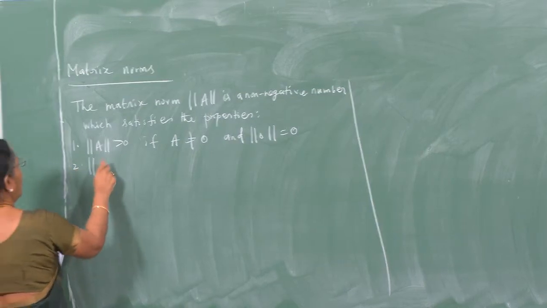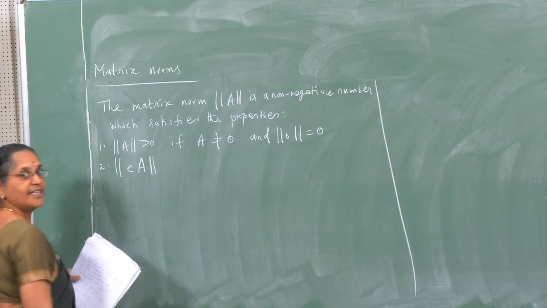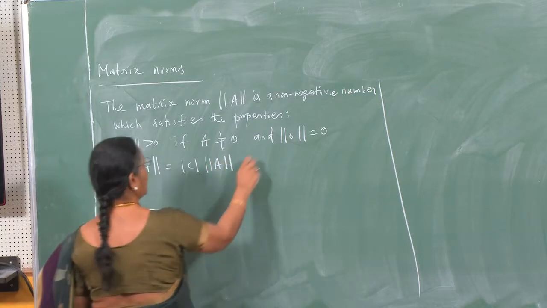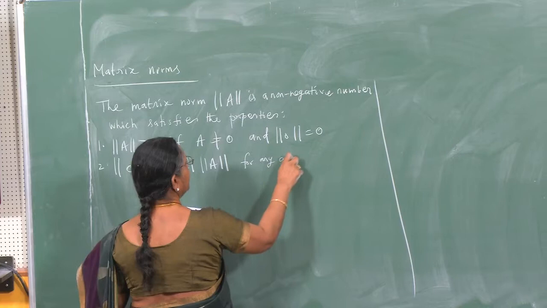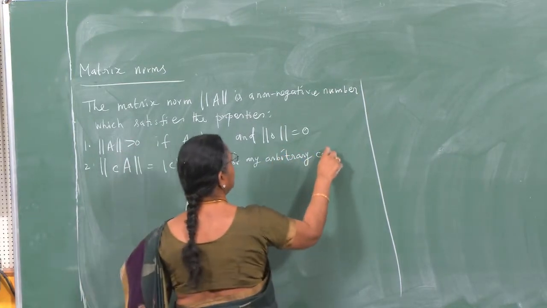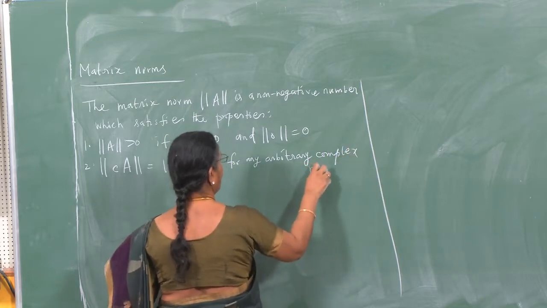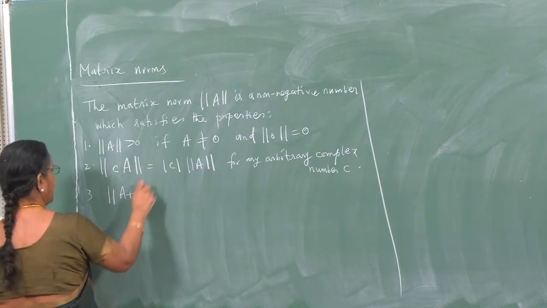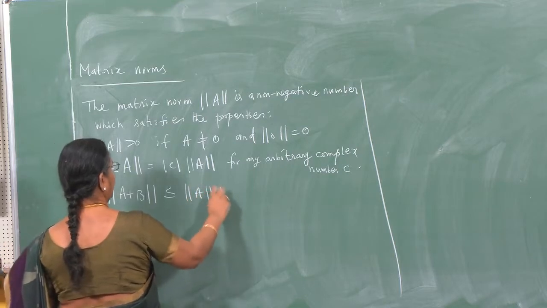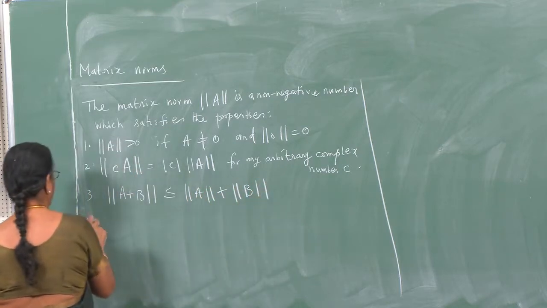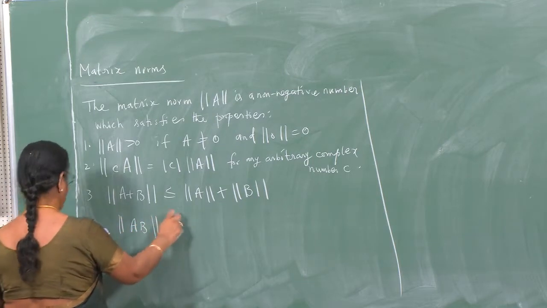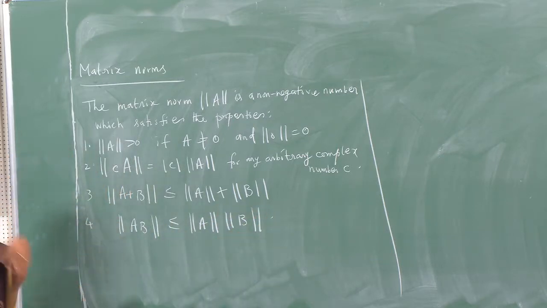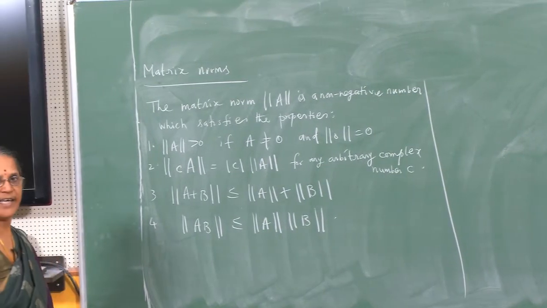Secondly, norm of C into A, where C is a scalar, is modulus of C into norm A for any arbitrary complex number C. And norm of A plus B is less than or equal to norm A plus norm B, and norm AB will be less than or equal to norm A into norm B. So, these are the properties which are satisfied by the norm of a matrix A.